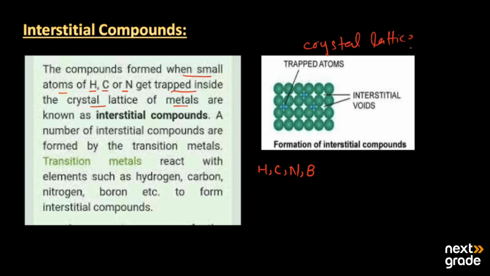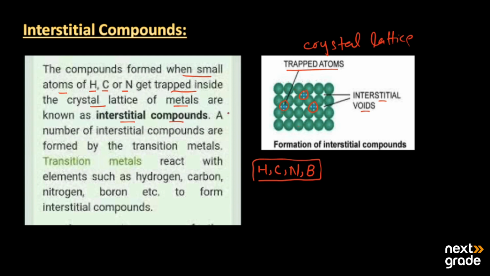So the small atoms like hydrogen, carbon, nitrogen and boron get trapped into the spaces of the crystal lattice. In this picture you can see the simple structure of the metal atoms, and inside there are trapped small atoms, which get trapped into the interstitial voids. Interstitial voids are the small spaces that exist between the bonded atoms of the metals. That type of compound is known as an interstitial compound.